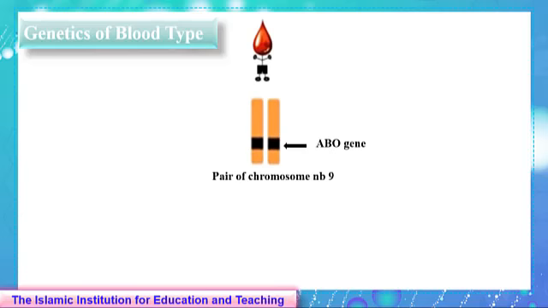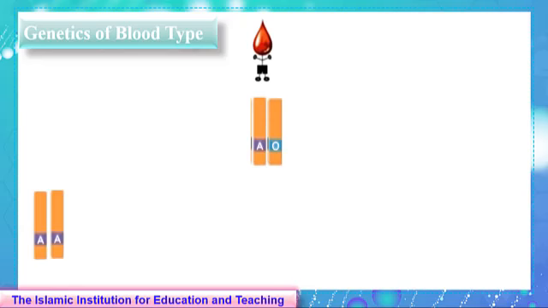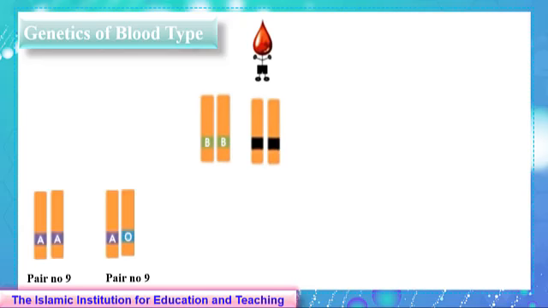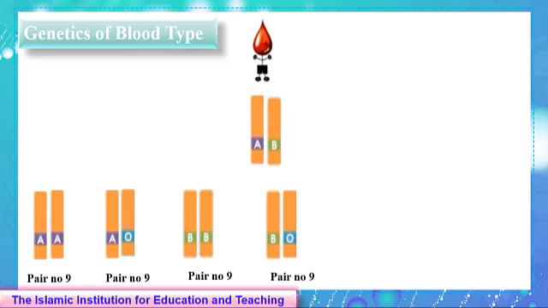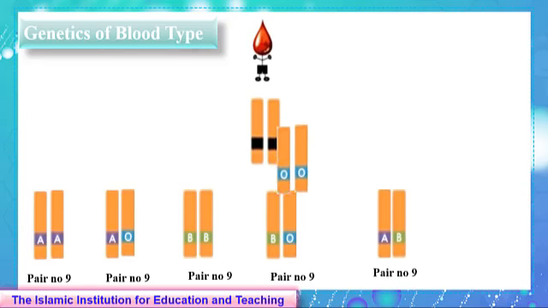This is the ABO gene. Each individual carries 2 alleles of this gene. We can get 6 different combinations of the alleles of blood group. They can be AA, AO, BB, BO, AB, and OO.